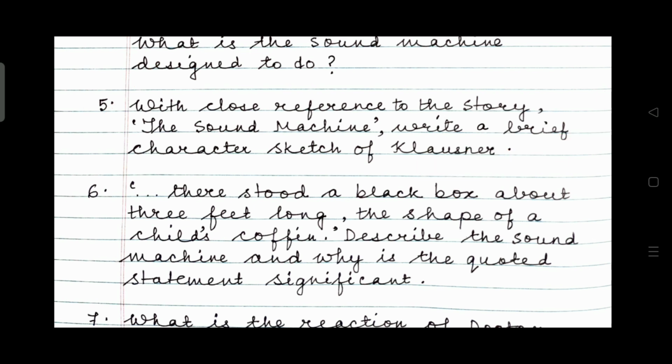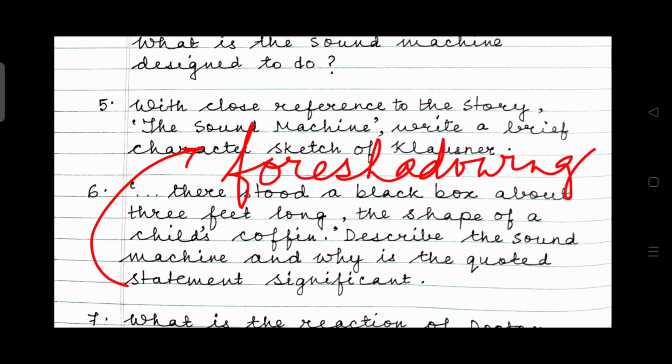Question 6. "There stood a black box about 3 feet long, the shape of a child's coffin." Describe the sound machine and why is the quoted statement significant? The figure of speech used here is foreshadowing. Kindly check the easy explanation videos, where I had discussed in detail the literary device used here, that is foreshadowing. You will have to mention foreshadowing in this answer of question number 6.